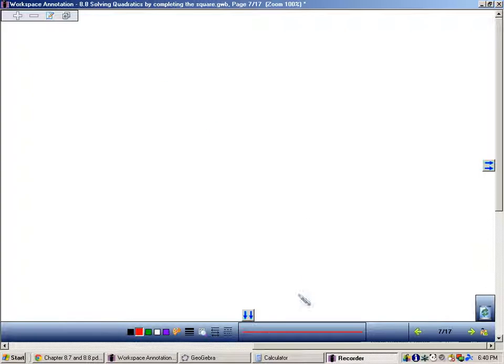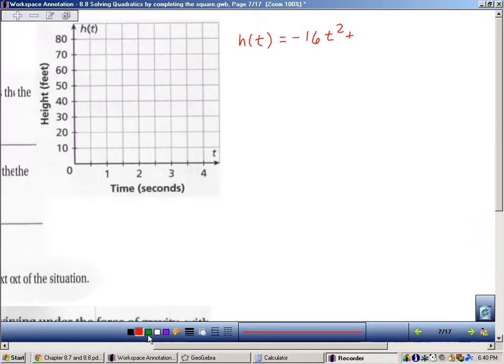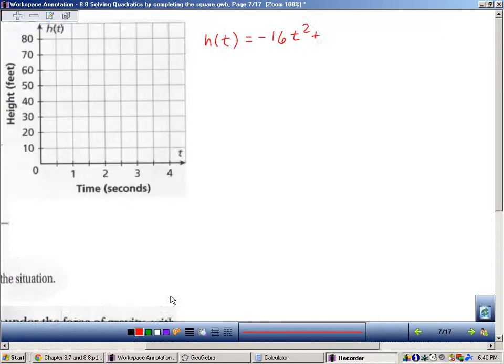Okay. Now, so let's write down this information. It was h of t equals negative 16 t squared plus, was it 64? Double check. Yeah, 64 and 12.